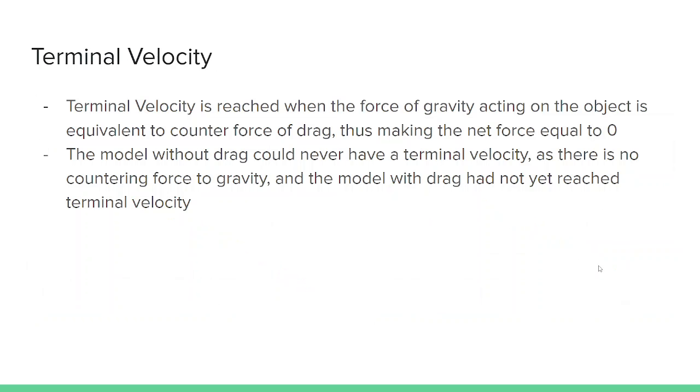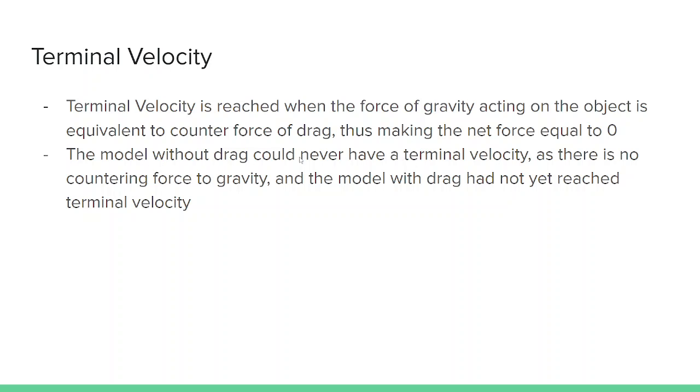And so terminal velocity. Terminal velocity is reached when the force of gravity acting on an object is equal to the counter force of drag. As gravity is pulling down, drag is pushing up at the same magnitude. So therefore, terminal velocity is that final velocity that you're going to see when acceleration is equal to 0. So the velocity is constant, as in the net force equals 0, so acceleration is 0.